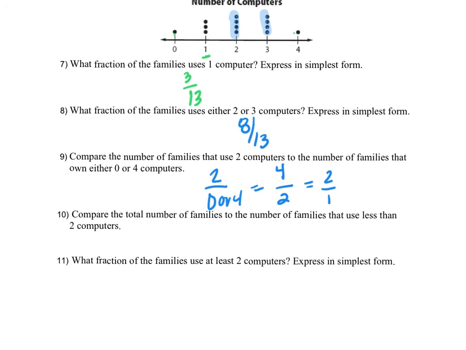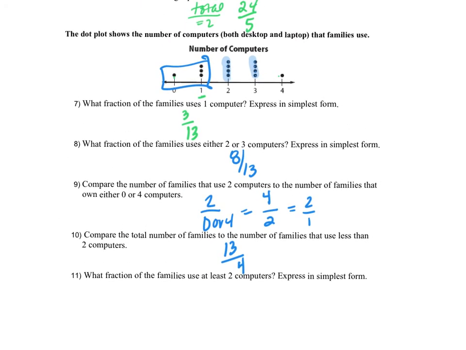Number 10, compare the total number of families to the number of families that use less than 2. So total is 13, and less than 2 does not include 2, so it's 0 and 1, so that is 4, and that cannot be reduced. And what fraction of the families use at least 2? So that's 2, 3, and 4, which is 9/13.